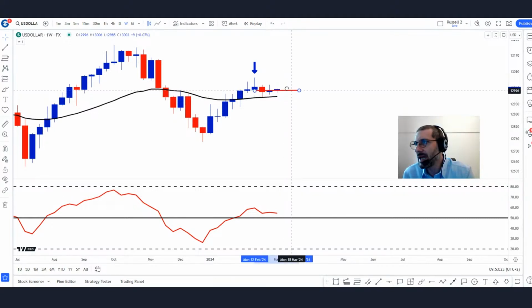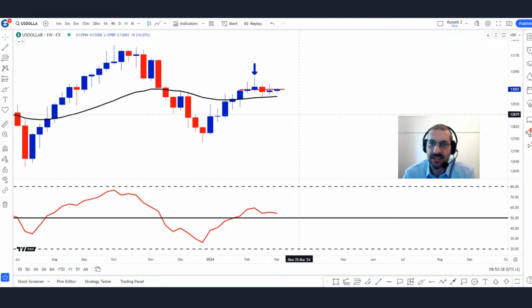We don't quite have the reference candle that's neat over here. Once we get the reference candle on the dollar, I think it will make things a lot easier.